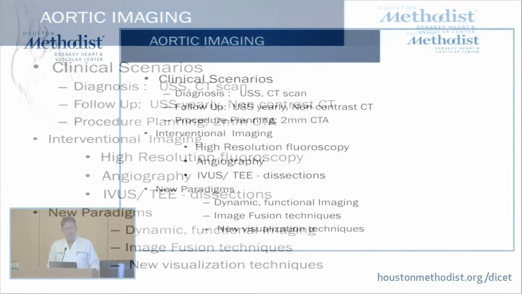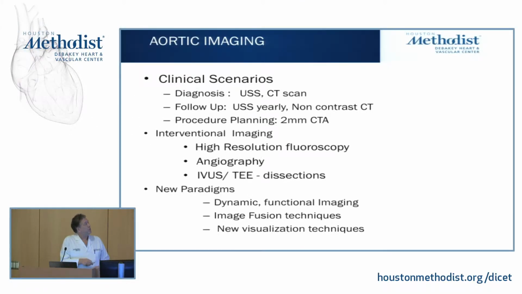in these patients. So the clinical scenarios around aortic imaging: the diagnosis up front can be done by ultrasound or CT scan. Often patients get a KUB and they see the calcified wall of the aorta. That leads them to get an ultrasound or CT scan. In a patient with an aneurysm in the 3.5 to 4 centimeter range, we usually just follow them with ultrasound.